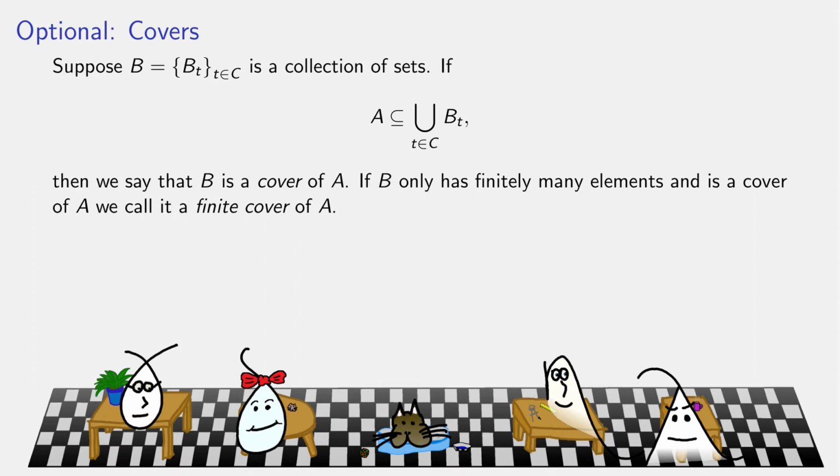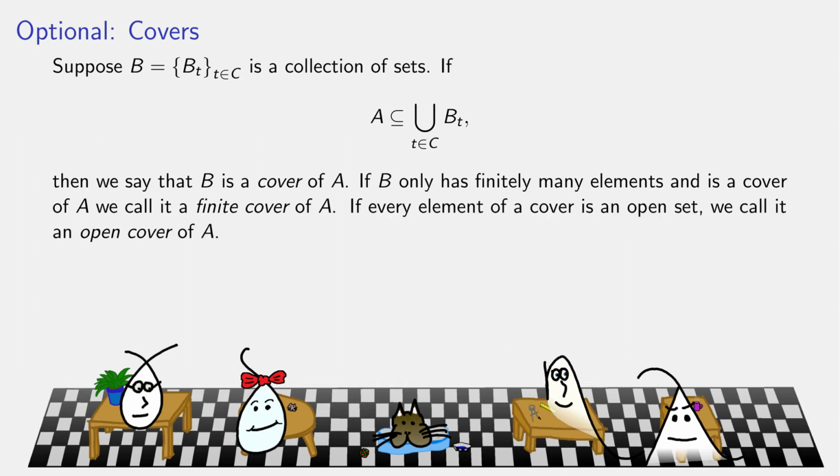All right, an optional topic, covers of sets. So suppose you have a collection of sets. The individual sets B sub t belong to the collection of sets, which I've called B. If A is a subset of the union of all of these things, we say that the collection B covers A. If the collection only has finitely many elements, we call it a finite cover of A. It does not mean the sets in the cover have finitely many elements. It means there are only finitely many pieces to the cover. Okay, if every element of a cover is open, we call it an open cover.